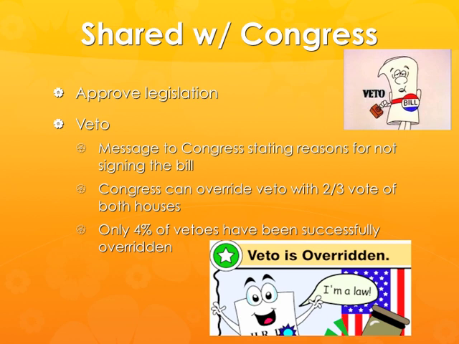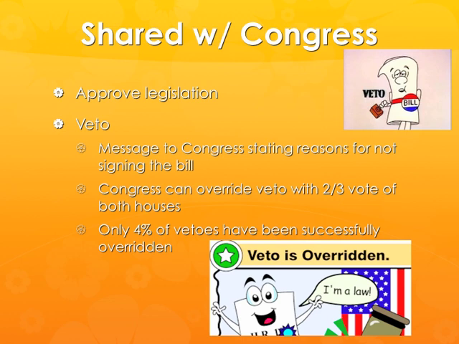If he vetoes it, a veto technically is a message to Congress in which the President tells them exactly why he isn't signing the bill. So it's a veto message to Congress. Now, the bill doesn't automatically die there. Congress does have the chance to override that veto. However, they need 2/3 votes in both the House and the Senate in order to override that veto.